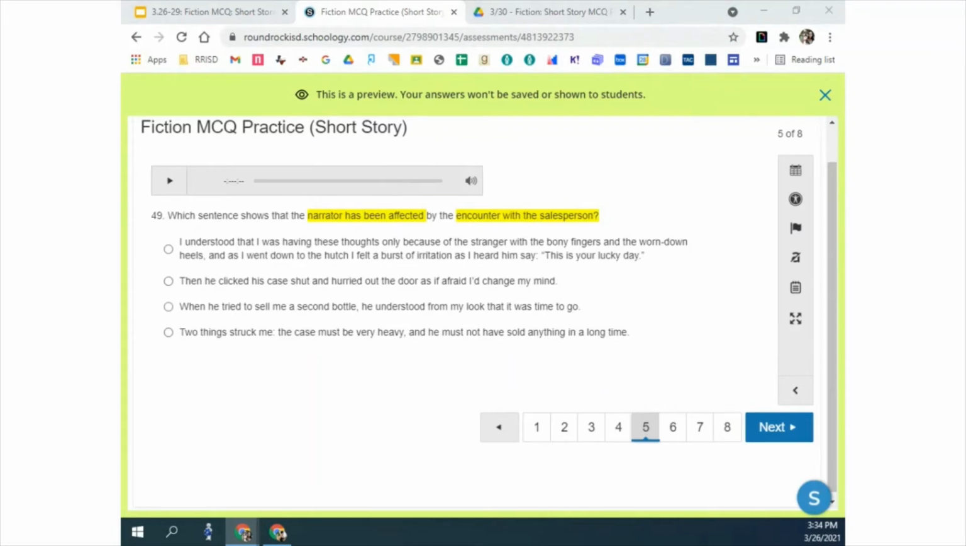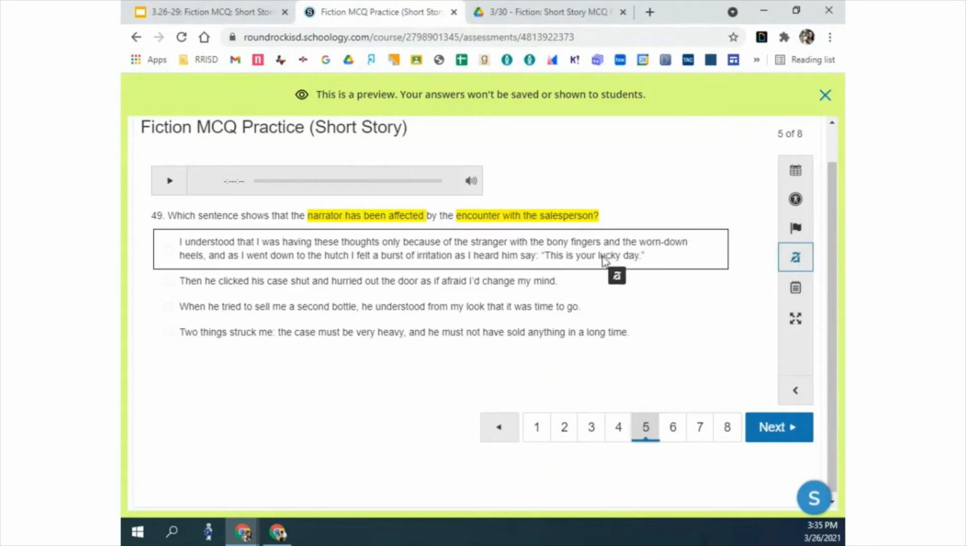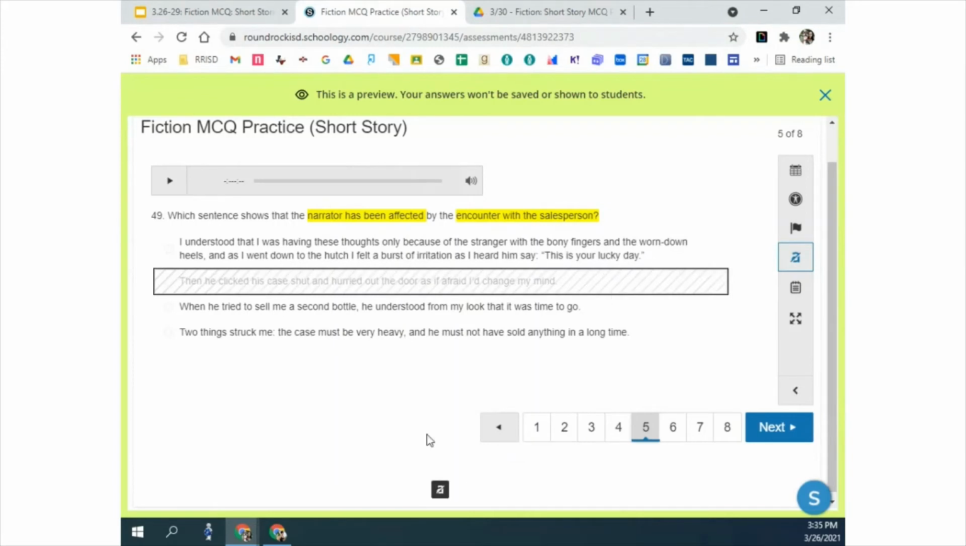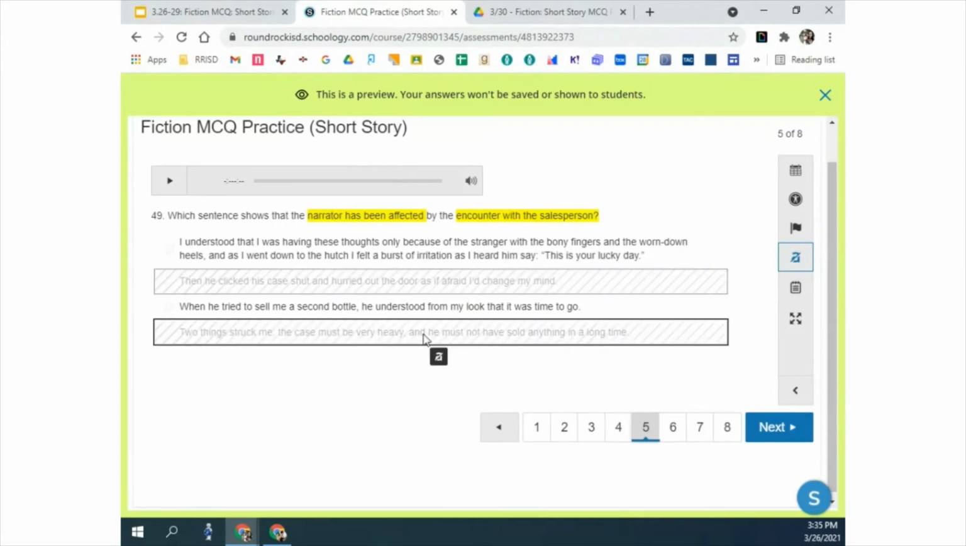Okay, so based off of that, I'm going to ask you another follow-up question. Which one can I eliminate? Which answer choice can I eliminate? A, B, C, or D? So when we're looking at number 5 or 49, if I'm looking about the narrator being affected by the encounter with the salesperson, which one can I eliminate immediately? Any others? I see B. I also see D. Okay, a lot of you chose B.